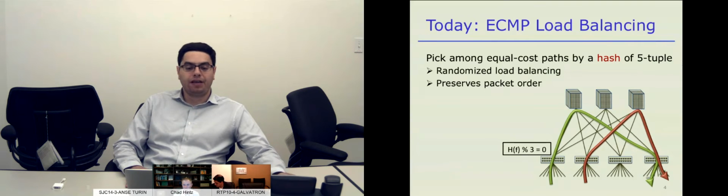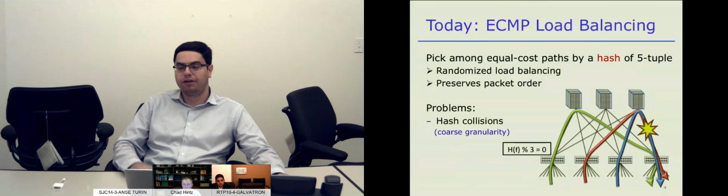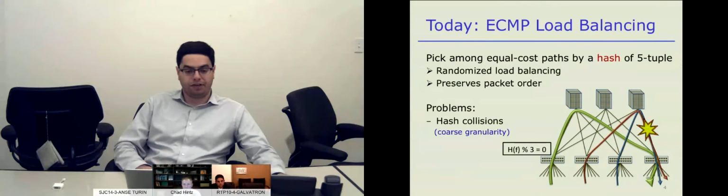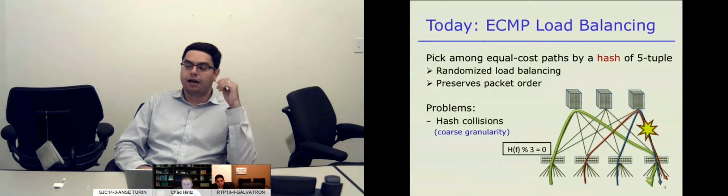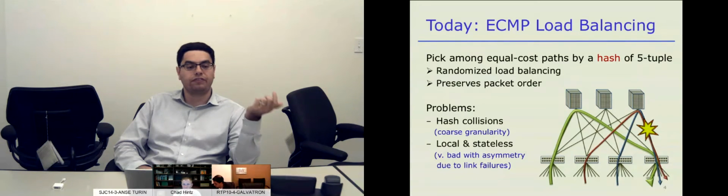So fundamentally, ECMP has two main problems. One is that it can have hash collisions. So this is kind of obvious. I may have a flow that collides with other flows, even though there are other paths available through the fabric. Another more subtle problem, but perhaps more important, is that ECMP makes a purely local and stateless decision.